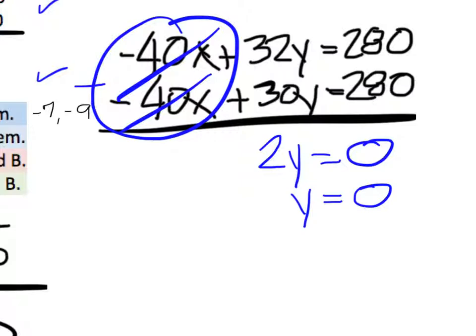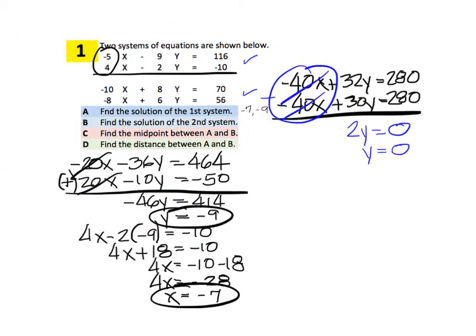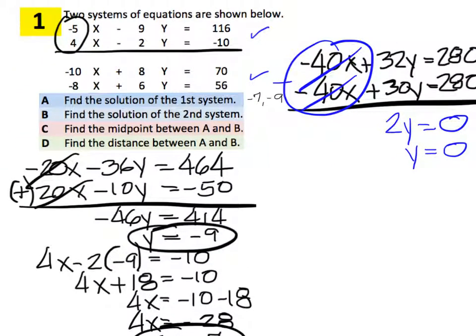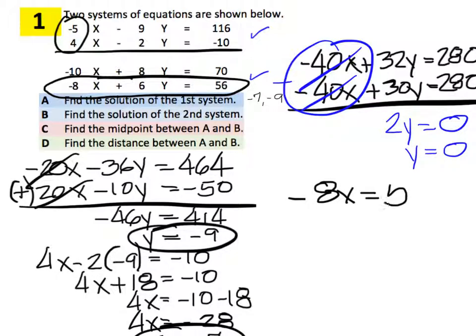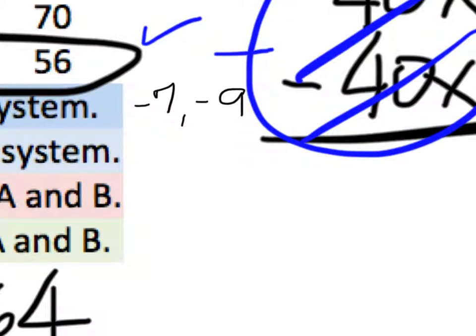And then you just go back to your original equation, one of those two original ones. I think I'm going to use this. If I use that and put a 0 in for y, I just have negative 8x equals 56, because putting a 0 there cancels out to just 0. And of course, if you divide there, you get a negative 7. So negative 7, 0 is our solution here.